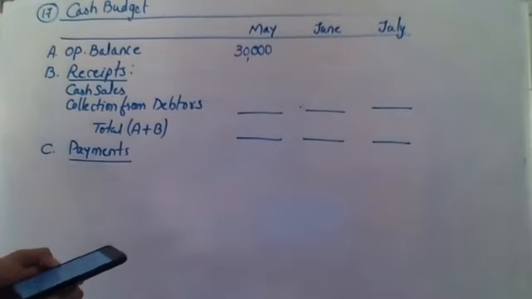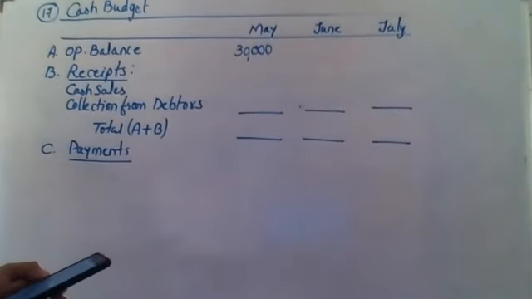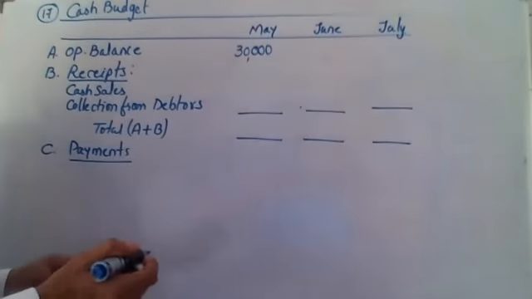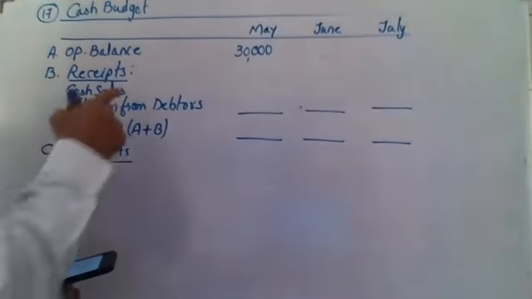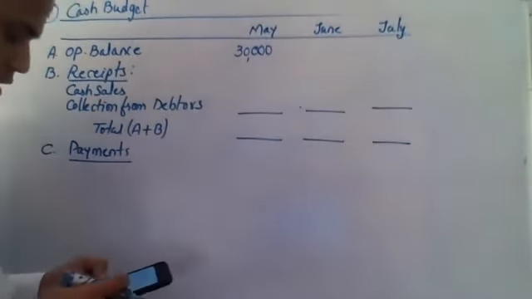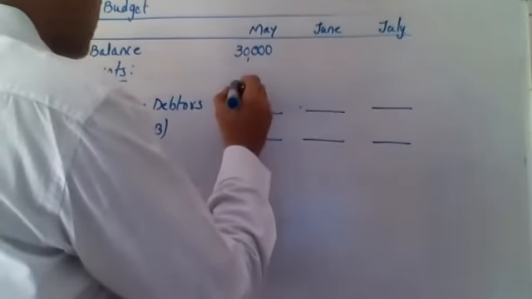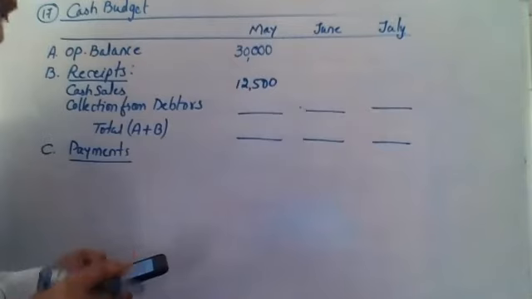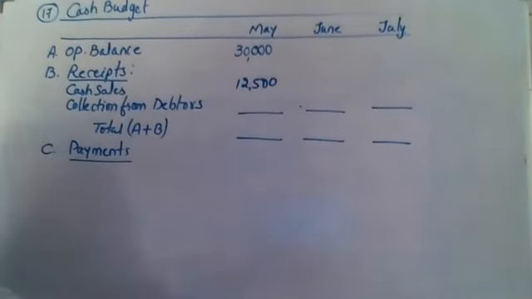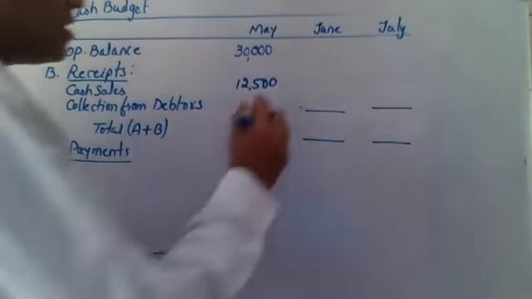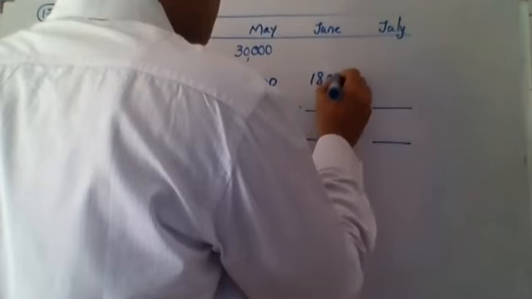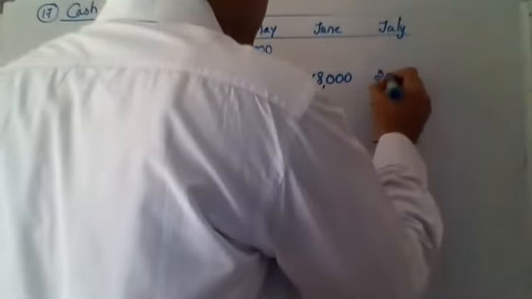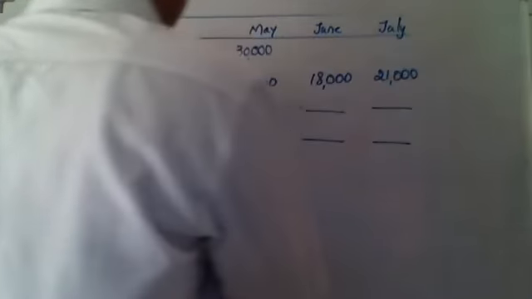Now talking about receipts, cash sales. I told you in the workings that we did earlier, it is 25% of the respective month. So 25% of May sales, you go to May sales, so it is 12,500. 25% of June sales, 72,000, is 18,000. And 25% of 84,000 is 21,000. These are the cash sales.